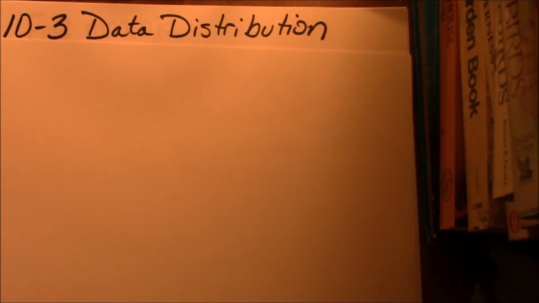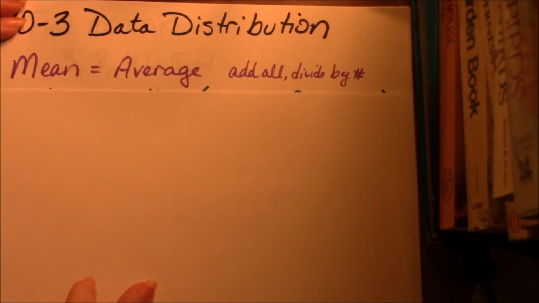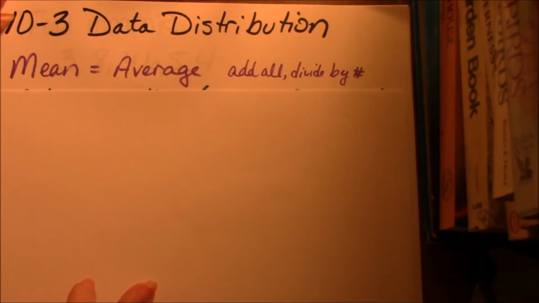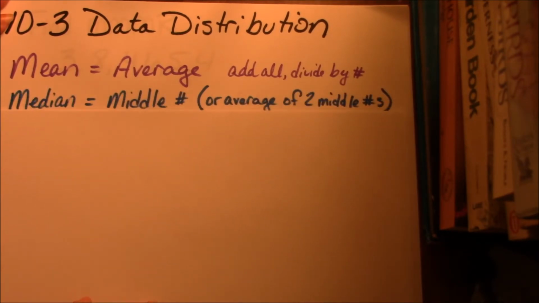Hello and welcome to Chapter 10, Section 3. This section is on data distribution. So we are relearning mean, median, mode, and range.